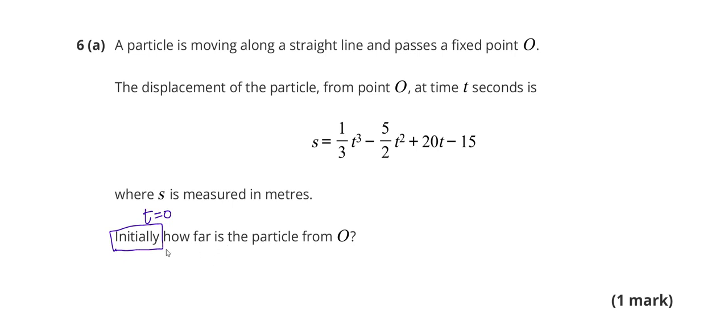So how far means what is the value of s? So we put here t is equal to 0. So it will become 0 minus 0 plus 0 minus 15. So we will say that the particle was 15 meters, because this is a displacement equation. Okay, so you have to mention over here, you can say negative sign as well. So negative sign means it was in the opposite direction.